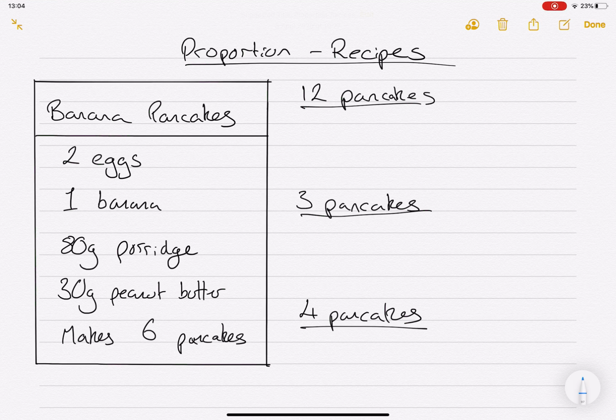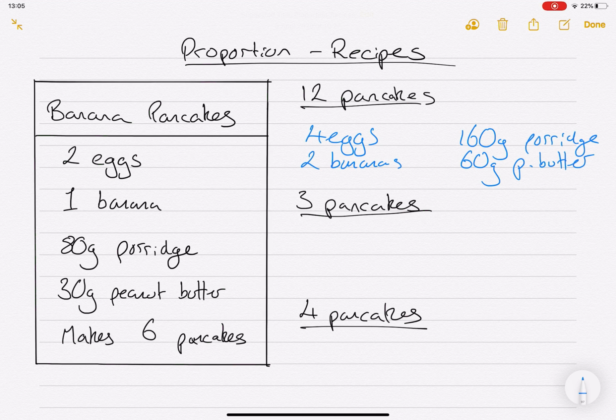Now, what the questions will be asking you to do is how can you adapt that recipe for a different number of people? So let's have a look at the first one. Over here, we want to know how much do we need to make 12 pancakes? Well, that's pretty straightforward. If this is the recipe for 6, if we want the recipe for 12, then we literally just have to double it. So we would require 4 eggs, 2 bananas, 160 grams of porridge, and finally 60 grams of peanut butter.